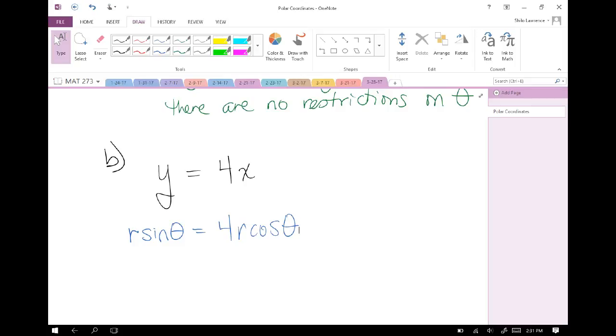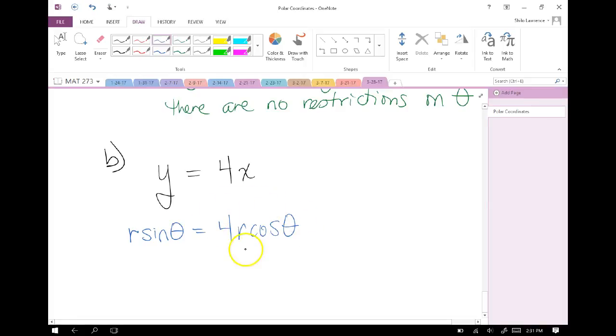That gets rid of r. Can we solve for theta? We could solve for theta. Let me ask you this: both of those pieces have r and theta in them, okay? So we're going to have to get them together.